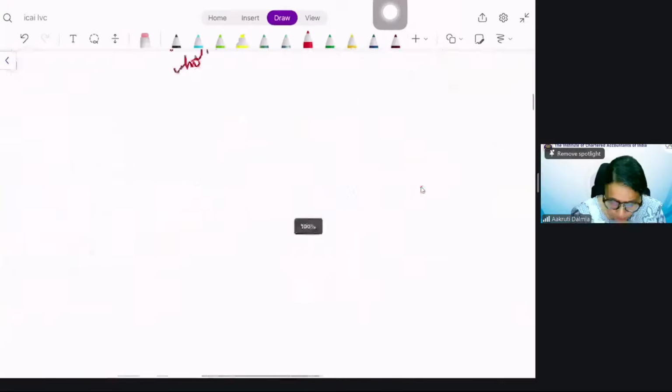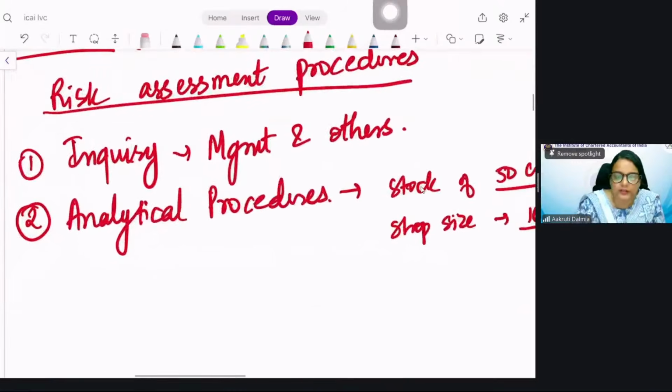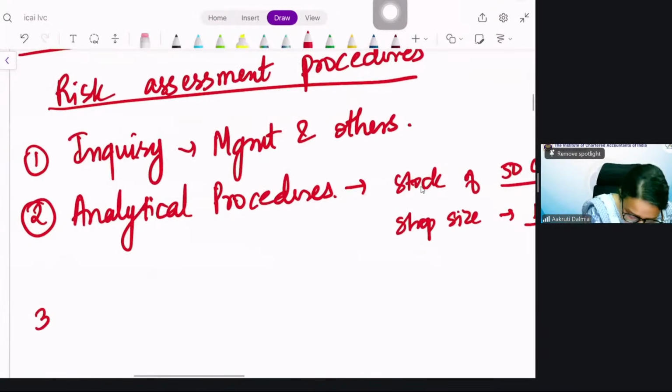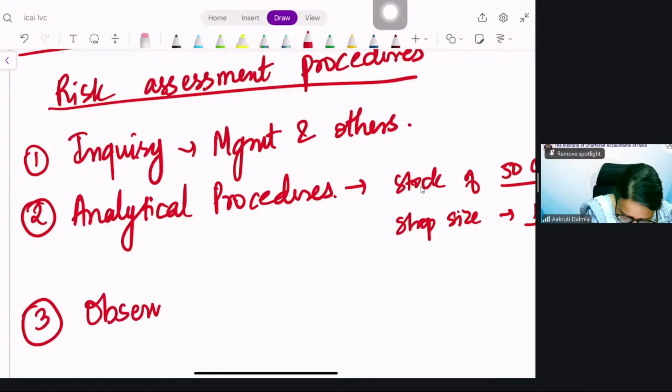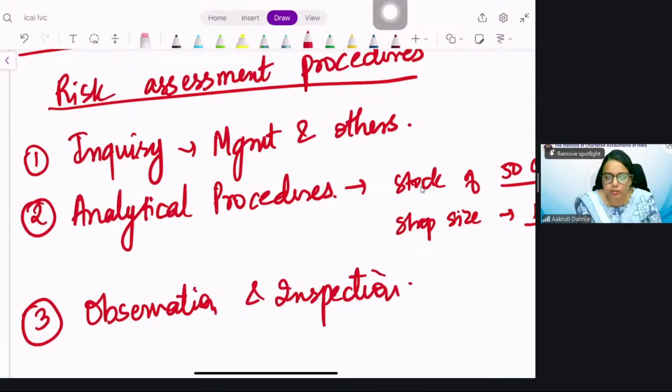Okay. So the second risk assessment procedure is analytical procedure. The third way to find risk is observation and inspection. So if Tanish comes to me, can I tell them, please take me to your shop? I want to see your shop and I want to see everyone working in the shop.